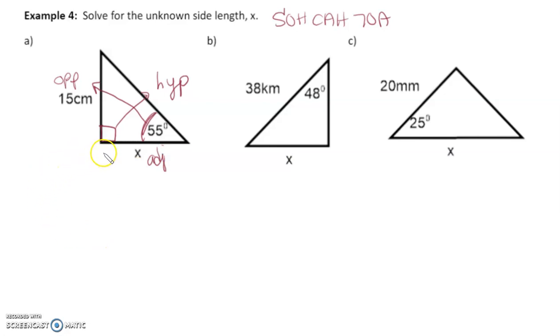So here's the thing. We have the opposite. We want the adjacent. So we're still dealing with opposite and adjacent, which is tan. So instead of putting tan x, we're actually going to fill in the angle. So tan 55 equals 15 over x.